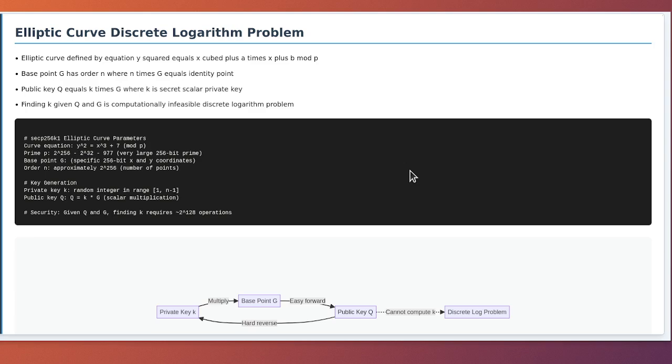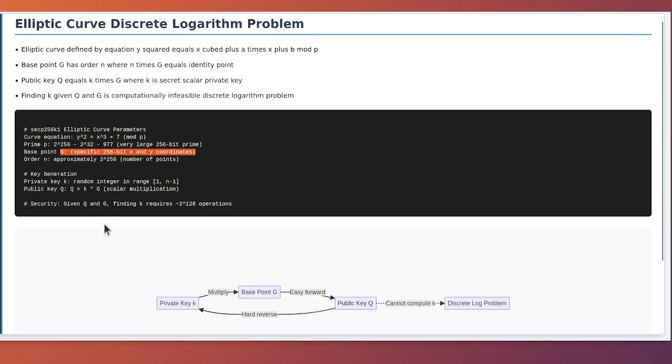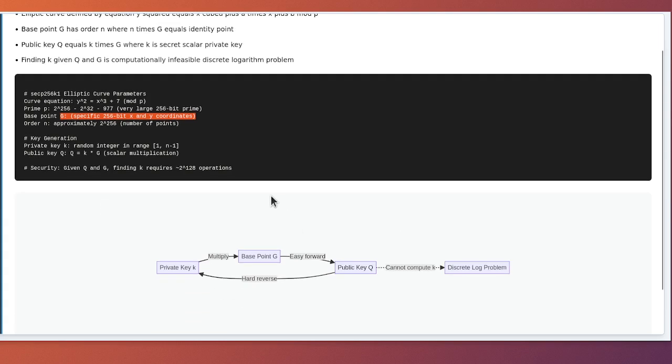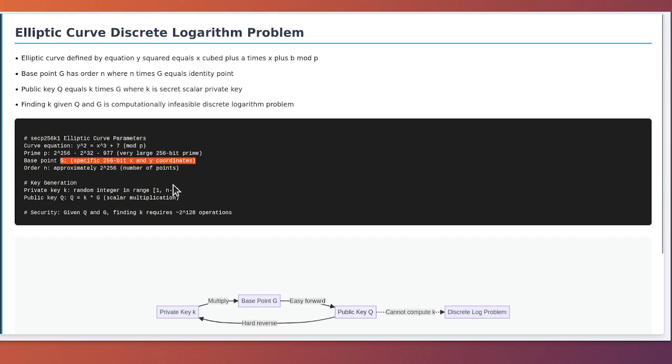An elliptic curve is defined by an equation of the form y squared equals x cubed plus a times x plus b, all computed modulo some prime number p. Points on this curve form a mathematical group under a special addition operation. The group has a special element called the identity or point at infinity, which serves as the additive identity. In elliptic curve cryptography, we start with a base point G on the curve. This base point has a certain order n, which means that if you add G to itself n times, you get back to the identity point.